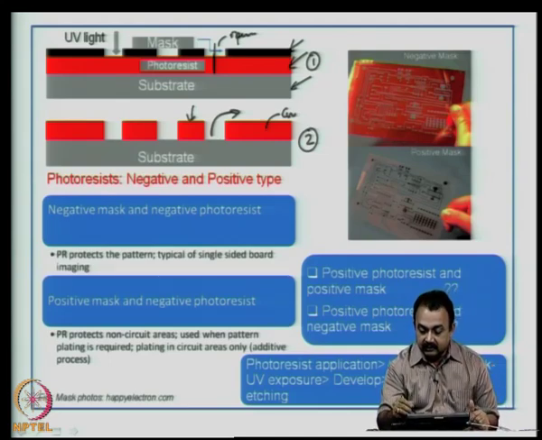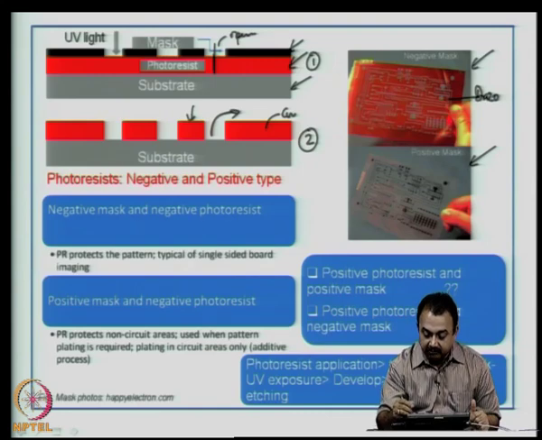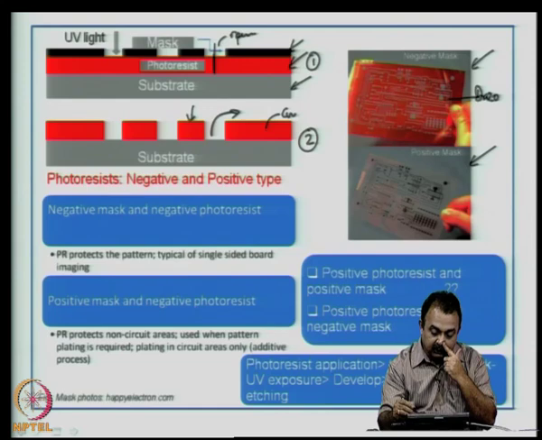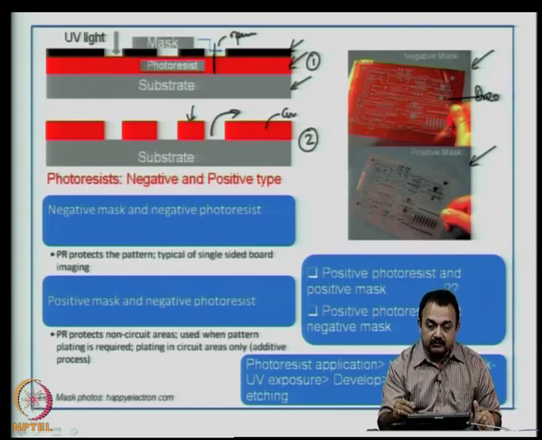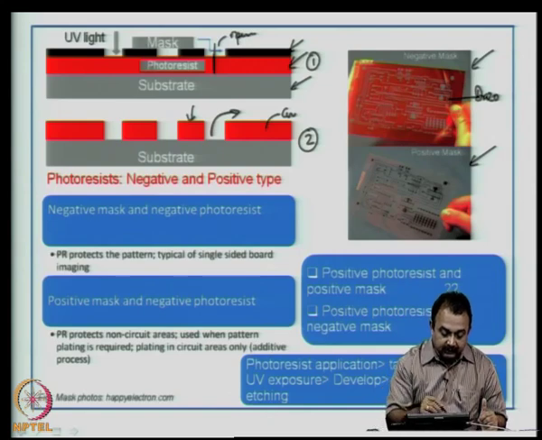So, here you can see this is a negative mask and this is a positive mask. In the positive mask you see the copper areas, the circuit areas are denoted by the black silver material, and here this is a diazo film, and in this you see that this is a negative, the circuit areas are open. So, typically a negative mask with a negative photoresist can be used for making a single sided printed circuit board. So, we will see the options now.